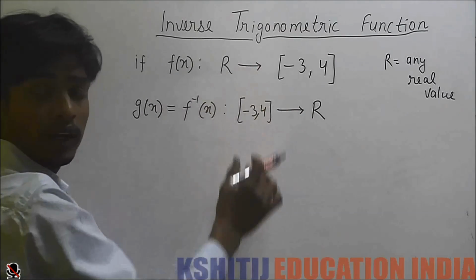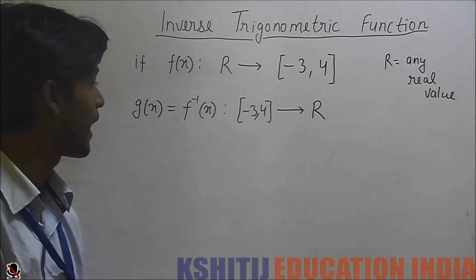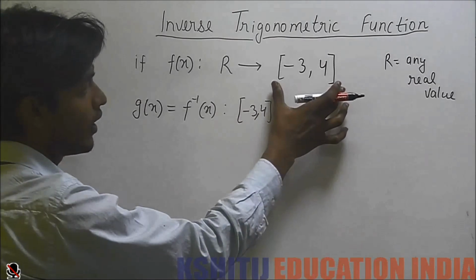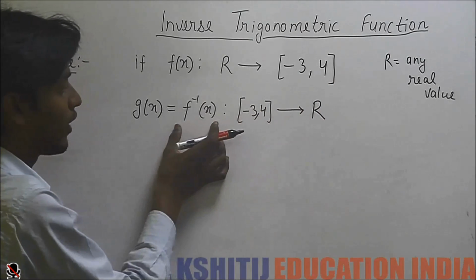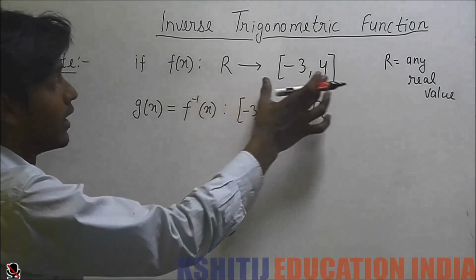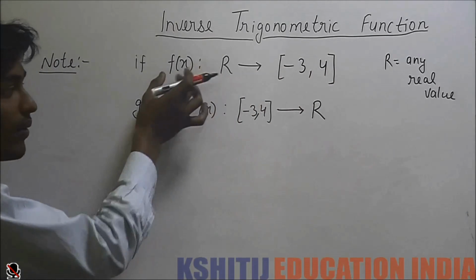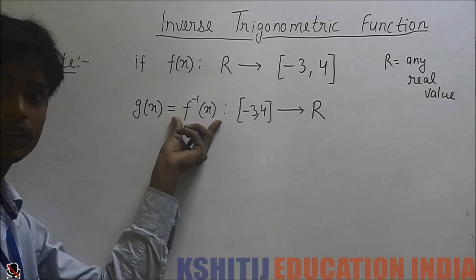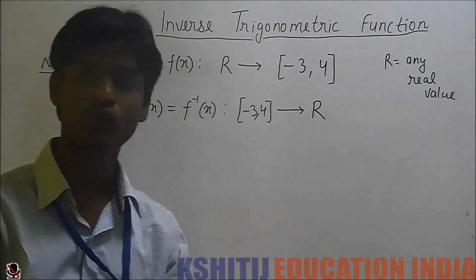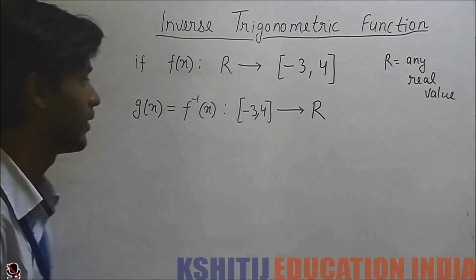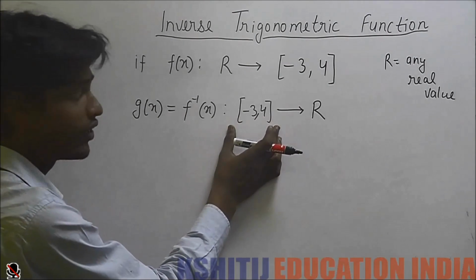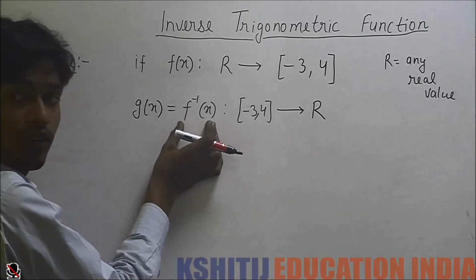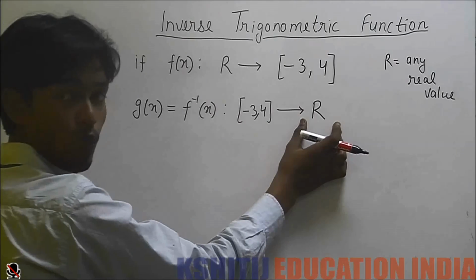Now here the domain is converted into the range of the function f inverse x, and the range is converted into the domain. So the domain of the function f inverse x will be the range of the function f(x), because the inverse of any function relates the range of the given function f(x) to the domain. Here we have a reverse relationship defined from range to domain, so the function will be defined from [-3, 4] to R. Is it clear?